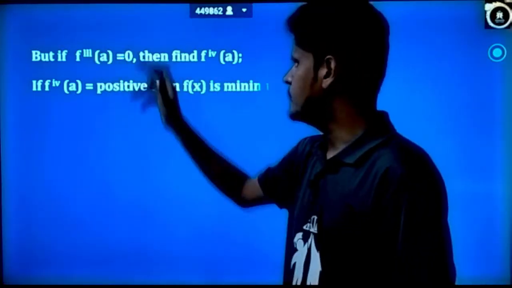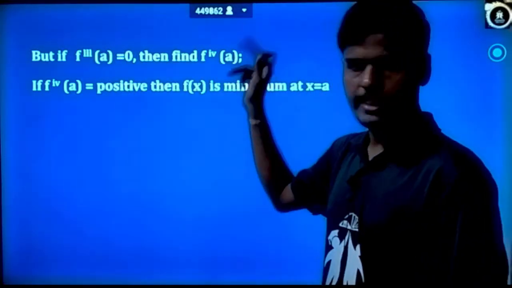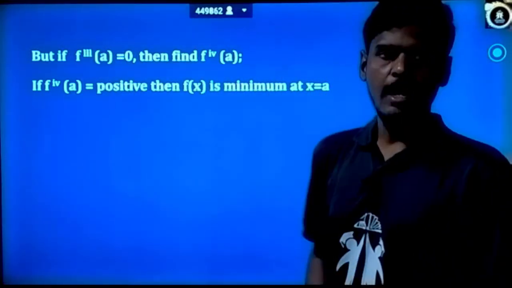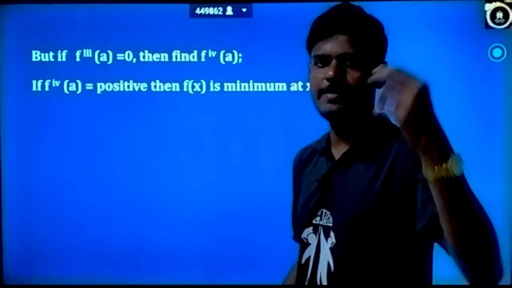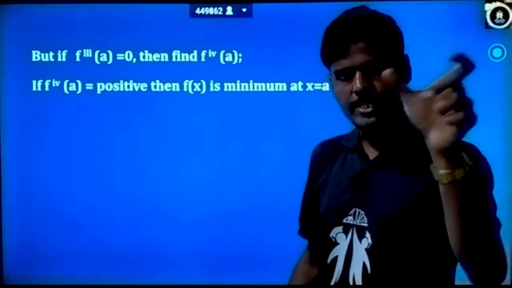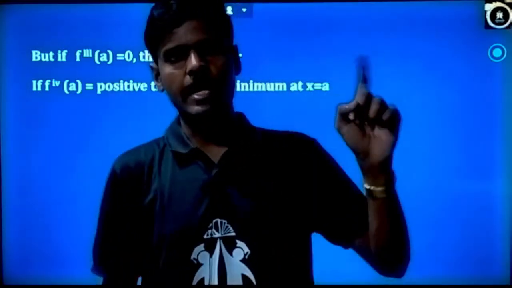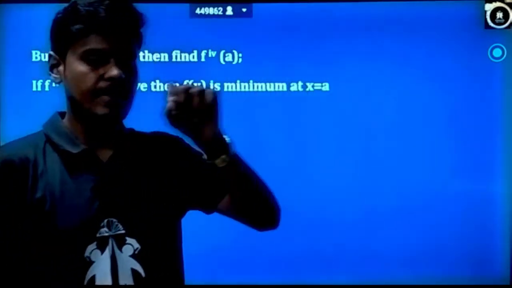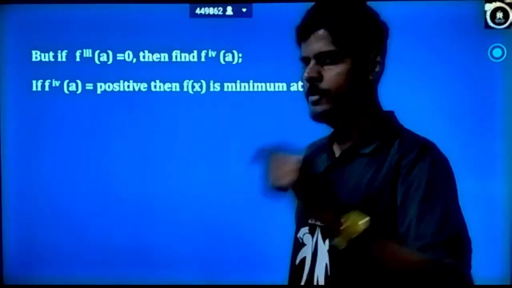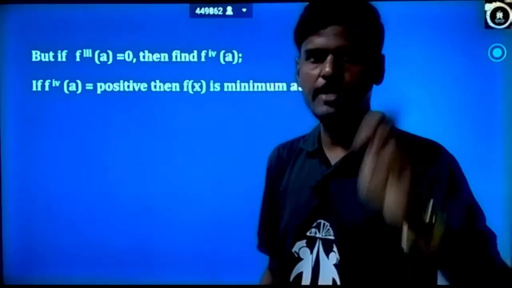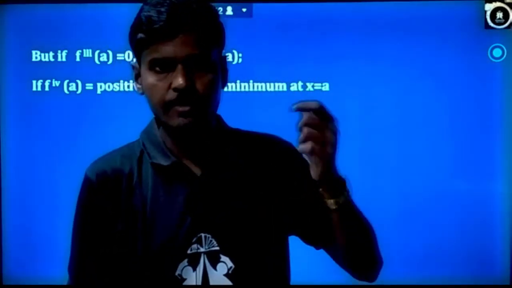If f triple dash becomes 0, then find the fourth derivative at the critical point. Always remember, we have to find it at the critical point, that is at a, b, c, etc. First we have to find f dash of x and equate it to 0, and then we will get some values for critical points. Let that be a, b, c. We have to substitute in f double dash of a, f triple dash of a, f fourth derivative of a, like that.